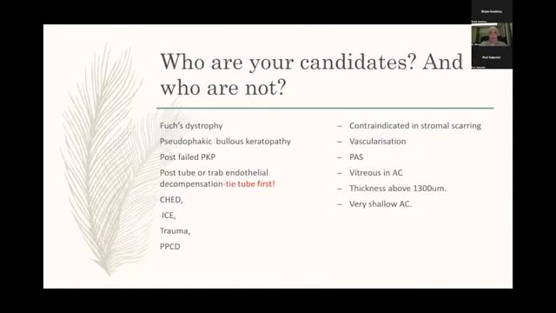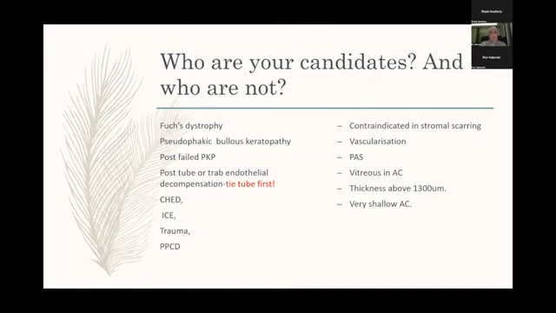So who are your candidates and who are not? Actually, any patient who has bullous keratopathy due to Fuchs dystrophy, pseudophakic bullous keratopathy, a failed penetrating keratoplasty, post-tube or trap endothelial decompensation, chronic hereditary endothelial dystrophy (CHED), ICE syndrome, post-trauma, and posterior polymorphous corneal dystrophy. All causes of diseased endothelium can undergo DSAEK or ultra-thin DSAEK.